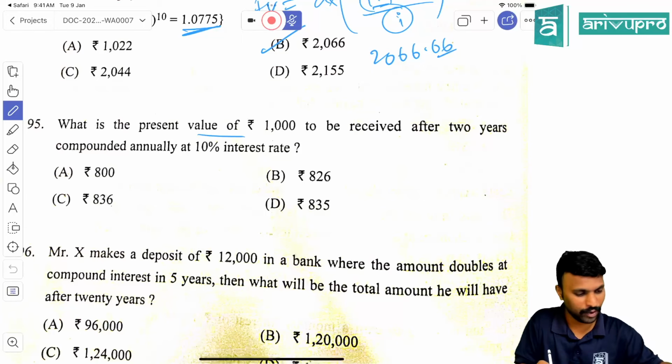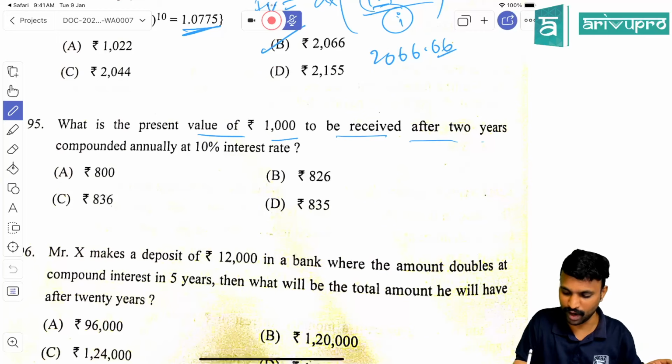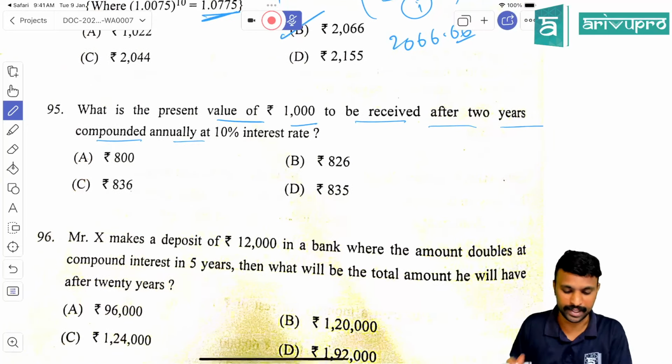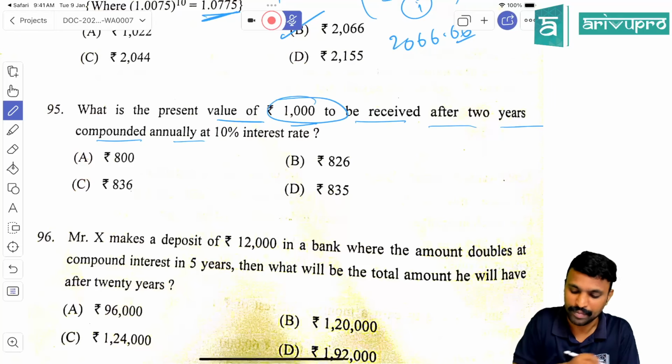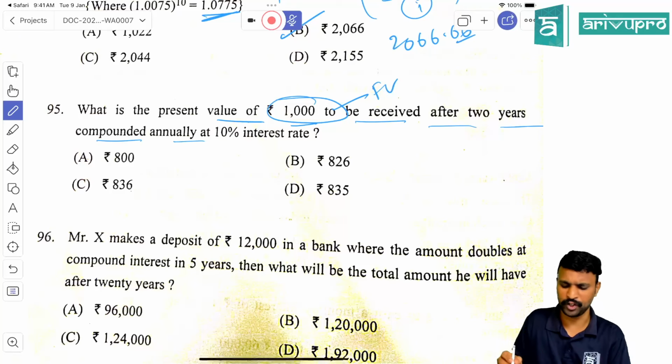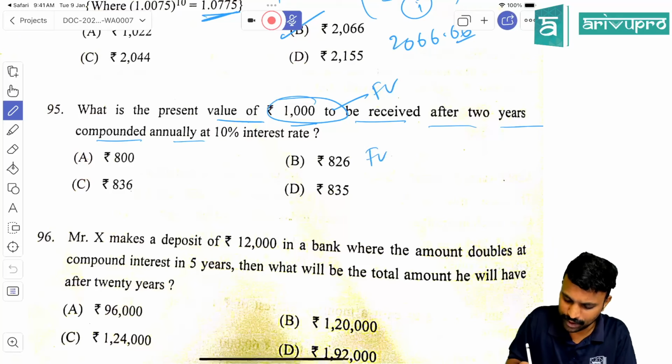What is the present value of rupees 1,000 to be received after 2 years compounded annually at 10% rate of interest? Guys, present value, 1,000 to be received after 2 years. That means it is future value. Correct? So what is the relationship between future value and present value? Future value is equal to PV into 1 plus I whole power n.